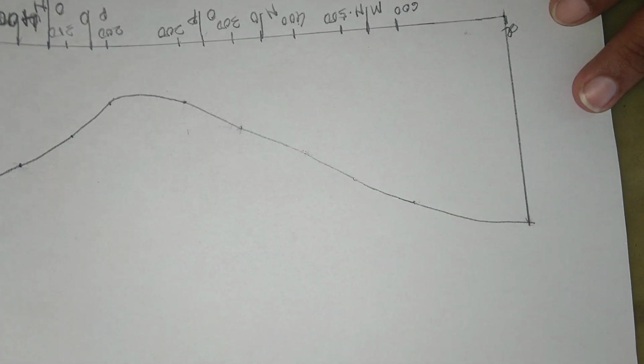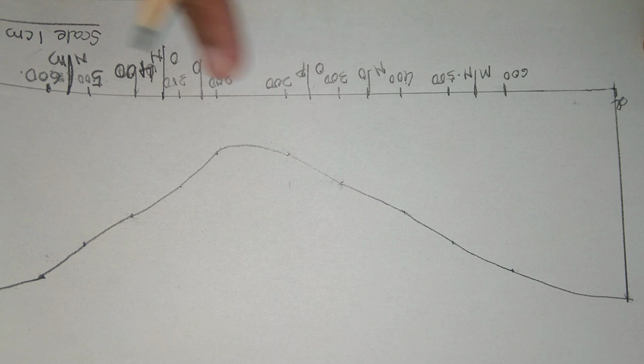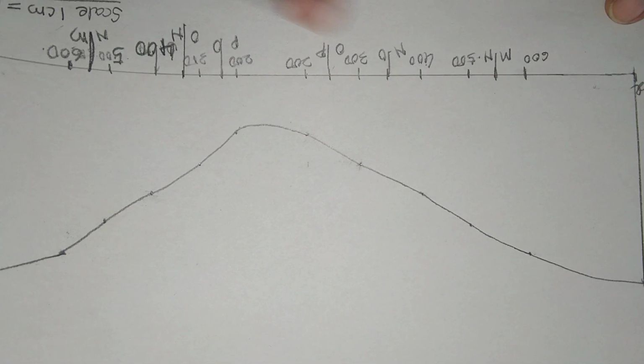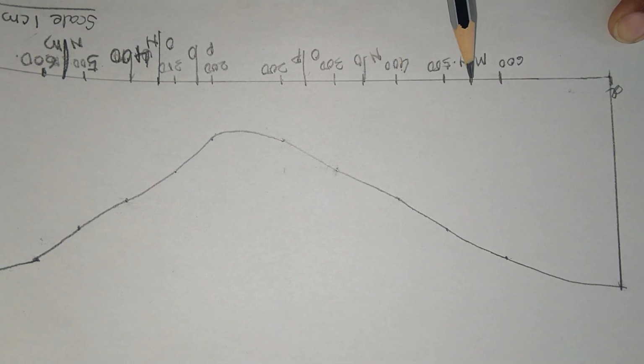So the first step is over. That is, we have drawn the section along the XY line. That is the profile of the ground we have drawn. Next task is to draw the beds. That is M, N, O and P.